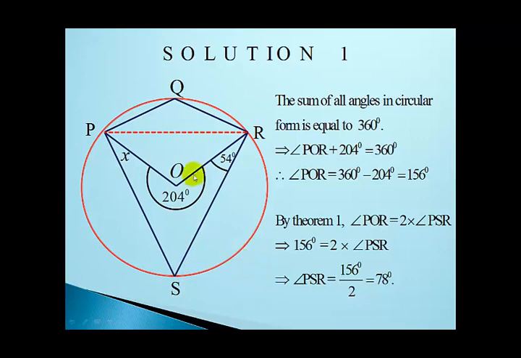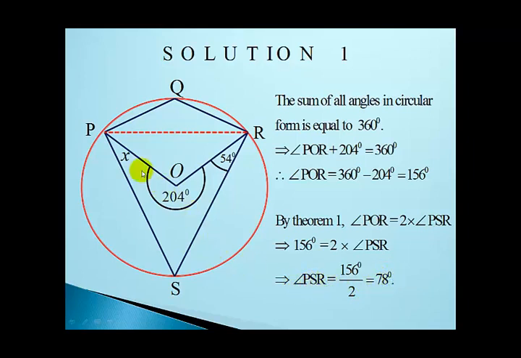So it means that 156 degrees is equal to 2 times the angle at S. And so 156 degrees is equal to 2 times angle PSR. Now we are solving for the angle at S, that is angle PSR. So we divide both sides by 2. When we divide the right hand side by 2, we are left with angle PSR. When we divide 156 by 2, we have 78 degrees. That means that angle PSR equals 78 degrees.